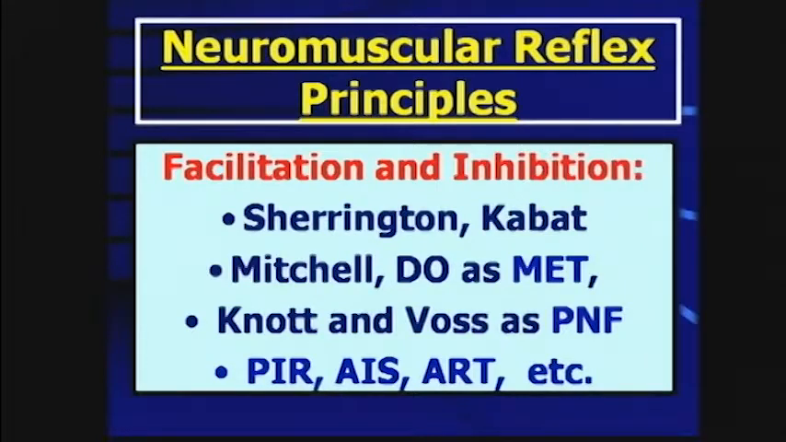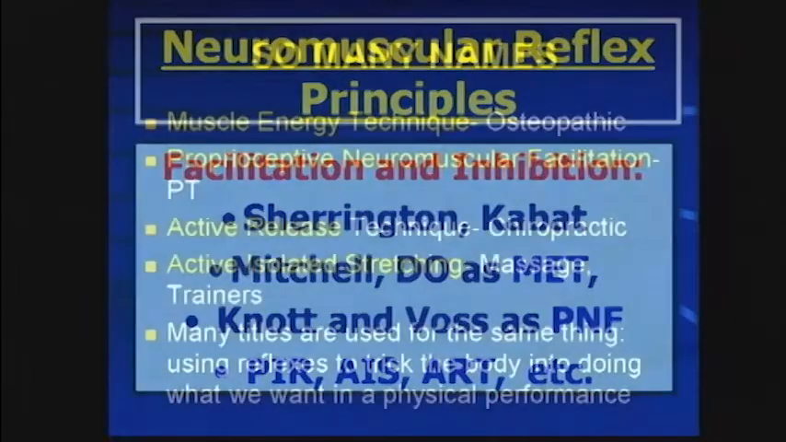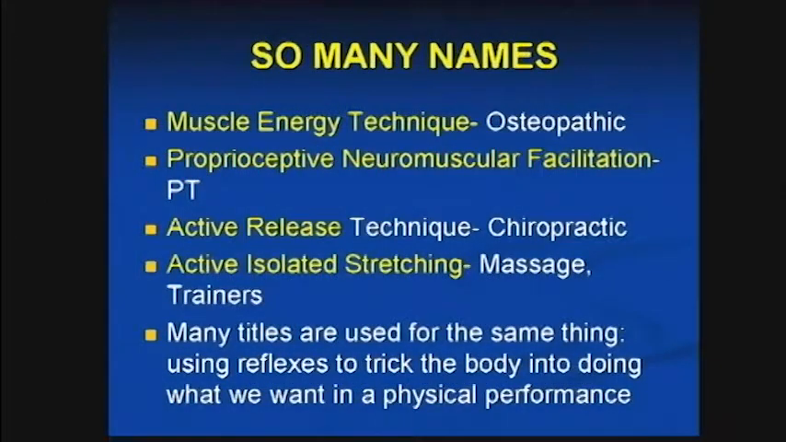Others came along and called it new techniques: post-isometric relaxation, PIR, active isolated stretching, AIS, active release technique, which chiropractors like to call it. They add a little soft tissue work to the reflex stretching techniques, and the list goes on and on. I like to refer primarily to what's out in the literature that shows that it works. And that's going to be under the terms PNF and muscle energy or MET technique. The others are the newer versions.